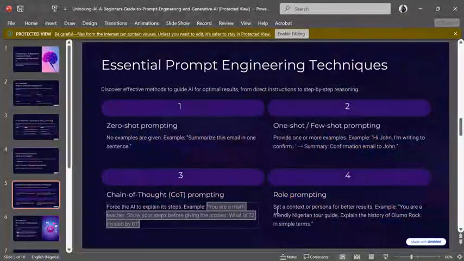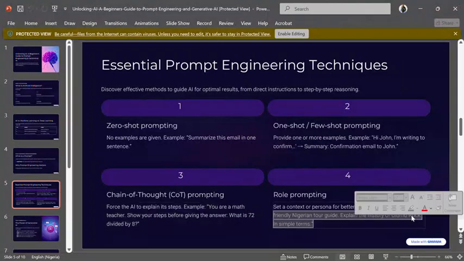Then you have another one which is called role prompting. It sets a context or persona for better results. Example: "You are a friendly Nigerian tour guide. Explain the history of Olumo Rock." So we are going to take this one again, and let's see what ChatGPT does.